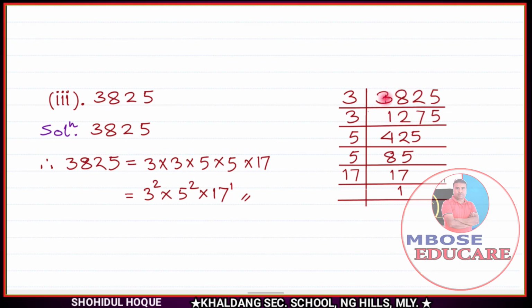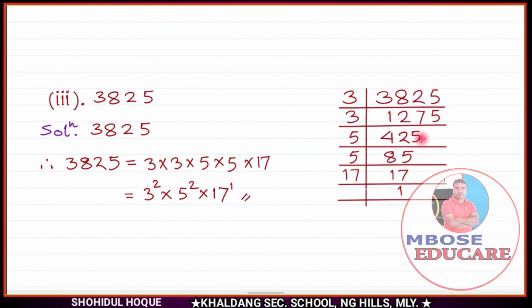When we divide 3825 by 3, we get the answer 1275. Again, 1275 we can divide by 3, as the sum of the digits will be divisible by 3. 1 plus 2 plus 7 plus 5, that is 15. 15 is divisible by 3. That means the whole number 1275 we can divide by 3. So when we divide 1275 by 3, we get the answer 425.